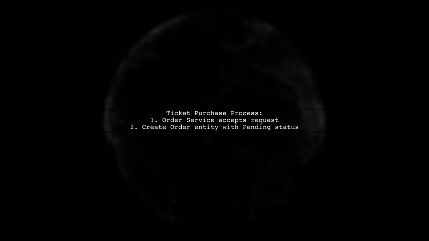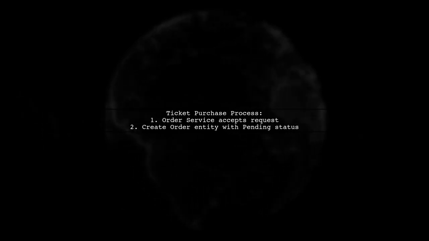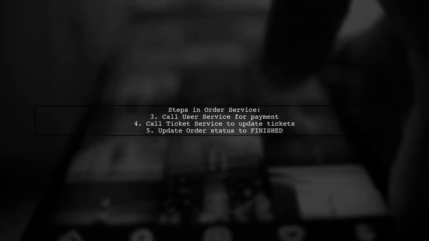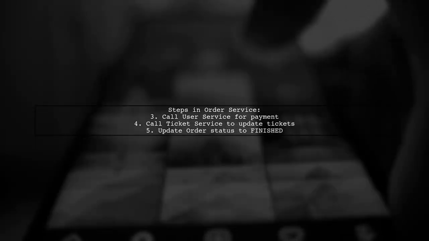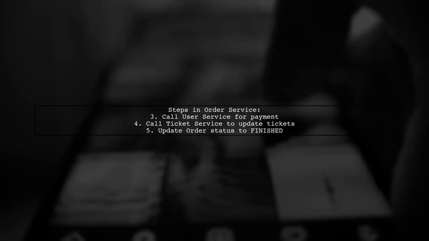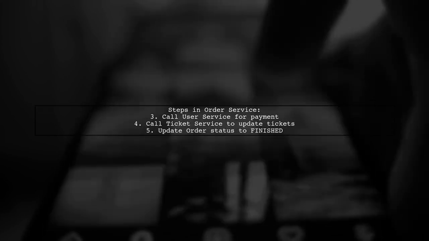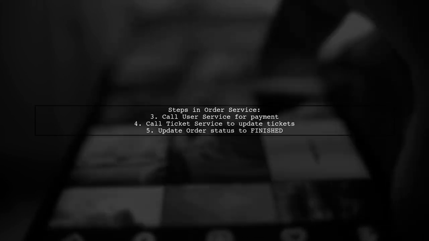The main process for buying tickets involves several steps. First, the order service accepts a request to create an order. Then, it creates an order entity with a pending status. Next, the order service calls the user service to process the payment, and then calls the ticket service to update the user's tickets. Finally, it updates the order entity to finished status.